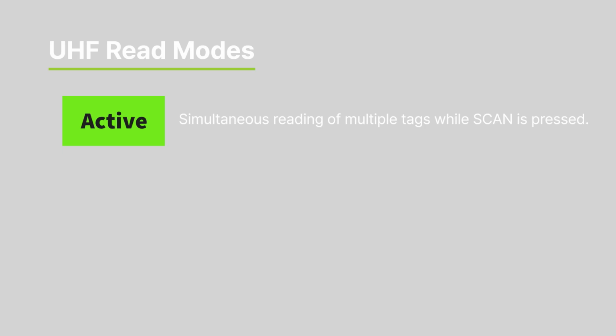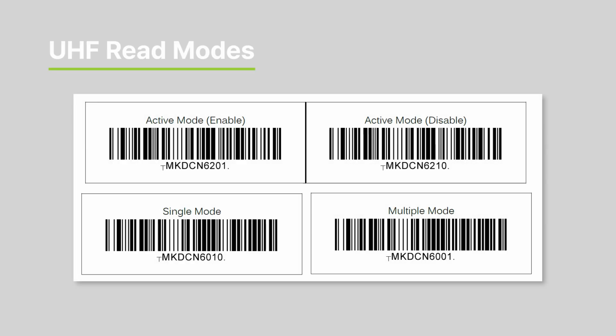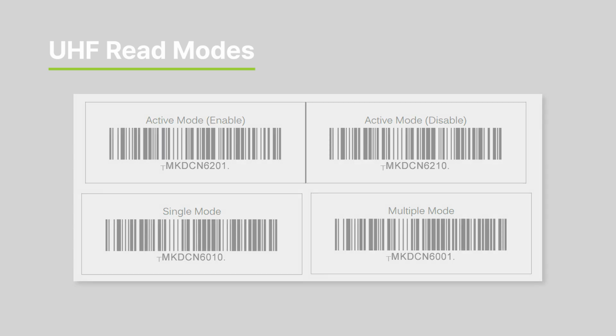You can choose between 3 UHF read modes. With active read mode, you can read UHF tags continuously while holding down the scan button. In single read mode, only one tag is read each time you press the button. Multiple read mode will allow multiple tags to be read for a set period of time on a single scan button press. You can use special barcodes to switch reading modes. You can also change this in the application settings.